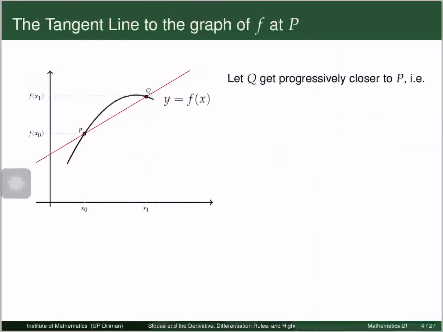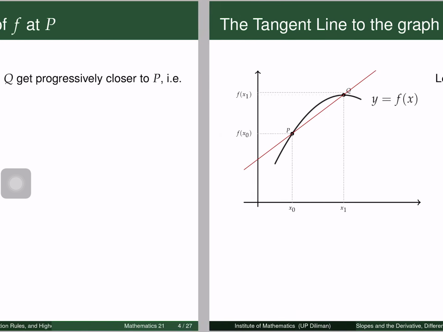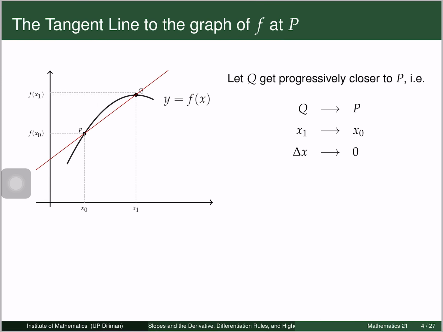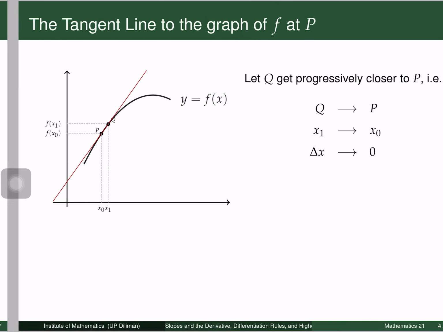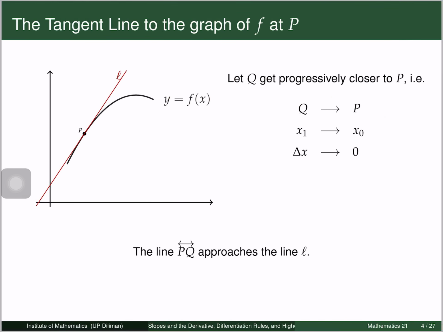So let's try to move Q closer to P. So when we do that, yung x1 approaches x0, yung x coordinate sa lapit, and so the difference delta x tends closer to 0. So pinapalapit natin ang pinapalapit hanggang yung mga secant line natin approaches this line L.